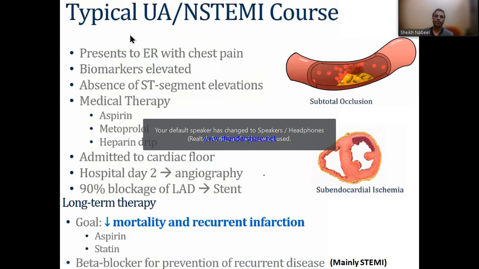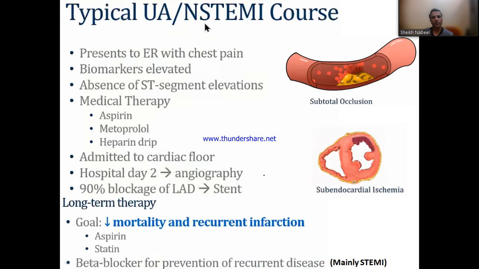Now, the typical case for unstable angina or NSTEMI. The patient will present to the ER with chest pain. In case of NSTEMI, biomarkers will be elevated. In case of unstable angina, biomarkers will be normal. So there will be absence of ST elevations. So you will give that patient the medical therapy, aspirin, metoprolol, and heparin drip, and you will admit that patient to the cardiac floor. And on the second day, you will perform the angiography, and that will show, for example, 90% blockade of the left anterior descending artery.